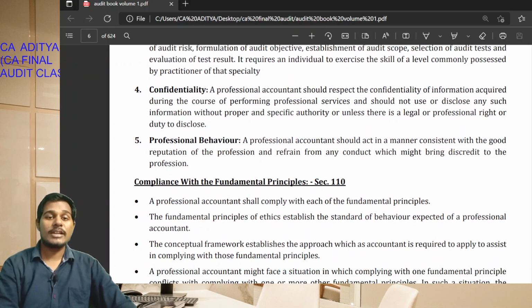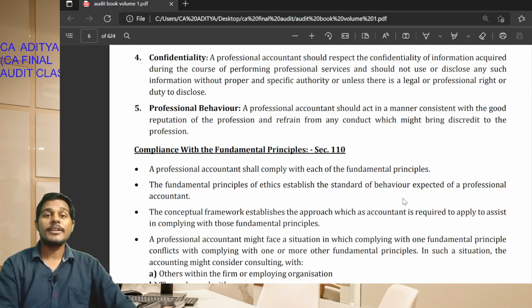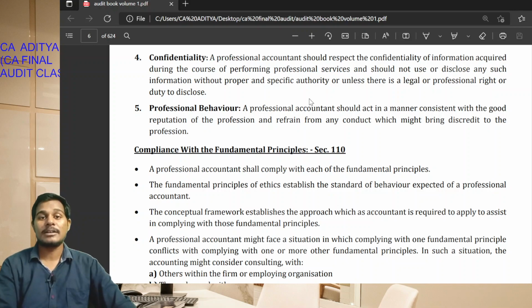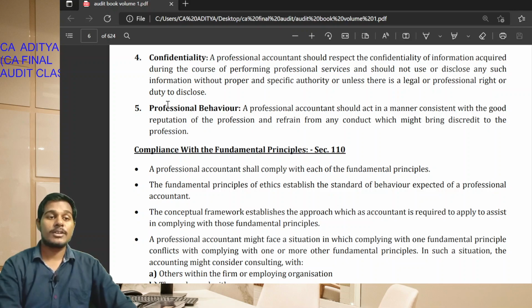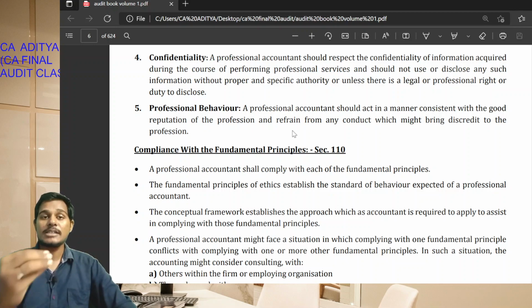See, confidentiality. Confidentiality means the auditor obtained information during his engagement. During the audit engagement, he has obtained some information and it should not be disclosed to any person unless it is required by law or permission is taken from the client. Okay, students. Professional behavior. What is professional behavior? A chartered accountant should not bring any discredit to the profession of chartered accountancy, either in his personal life or in his professional life. Okay, students, those are the fundamental principles.